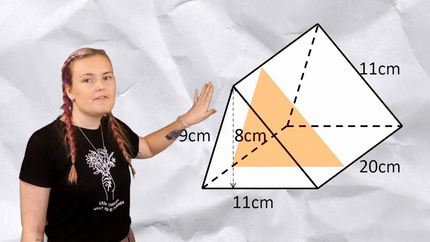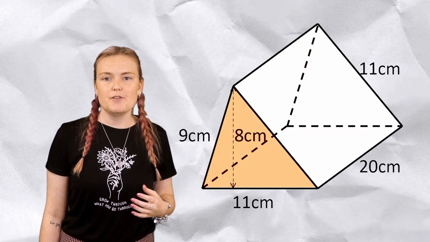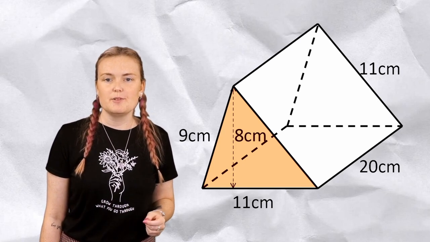Now I need to know how far back the shape goes. It goes back 20, so I'm just going to do 44 times by 20 to get 880 centimetres cubed.